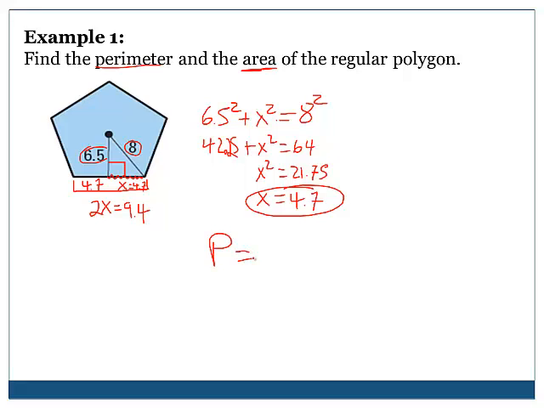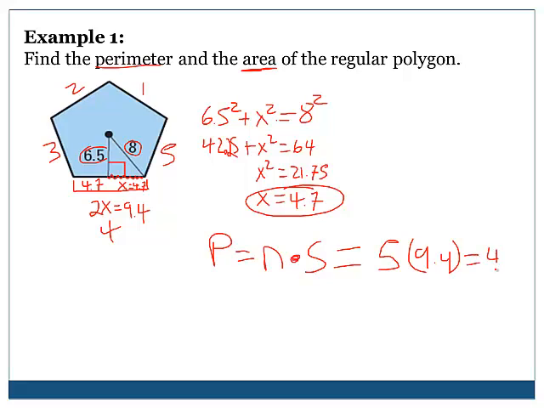What I see is I have 1, 2, 3, 4, 5 sides. So that's the number of sides, because remember, perimeter is number of sides times the side length. So number of sides in this case is 5. Side length is 9.4. So if I did 5 times 9.4, that gives me 47 units. And I do not have units, so you can just say U or units. It's up to you.